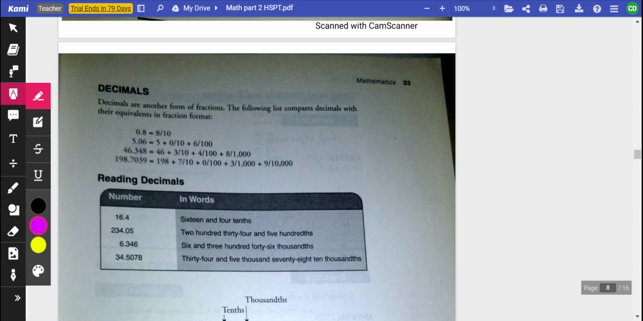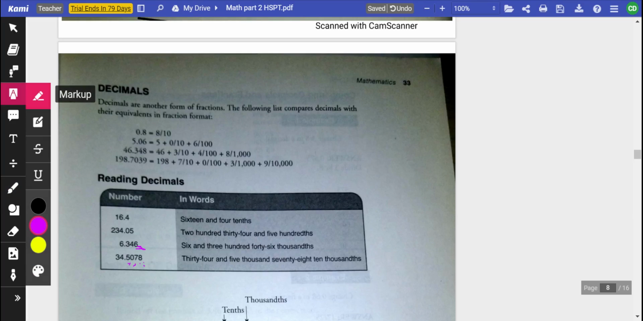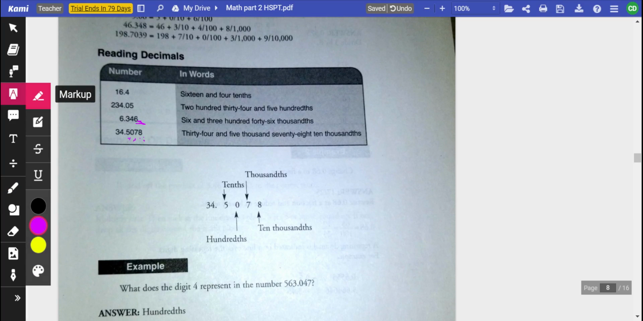So then reading decimals, 16.4 is 16 and 4/10, 234 and 5/100 because the 5 is in the hundredths place, and 346 thousandths because you use the last place value in the number as the name. So 346 thousandths. In this case, it would be 34 and 5,078 10,000ths.